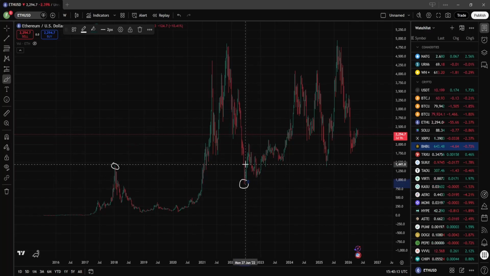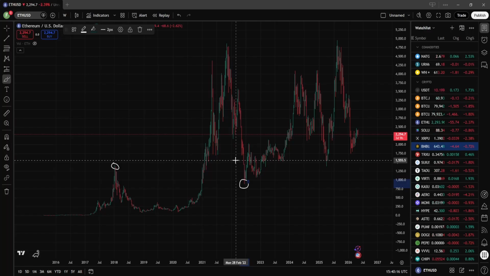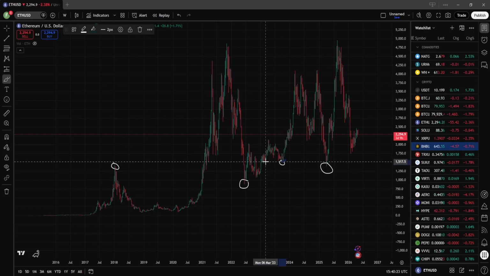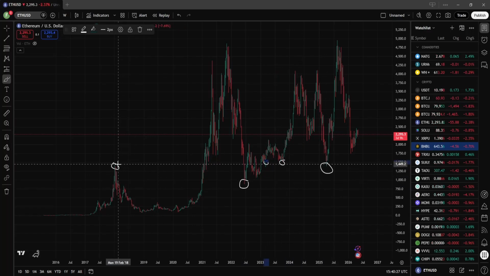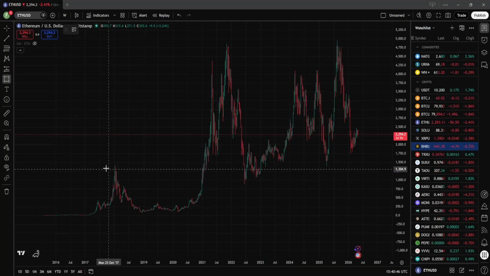Or I guess never say never, but a more important area is where it's touched more often, right? So as we can see here, it touched here, and it touched here, and it also kind of did it here. So it's touched this kind of area a few times, which lines up with this high back here. So it's touched 1, 2, 3, 4. It's touched this area a lot of times. Okay, so basically I'm going to draw a box there on that support zone.